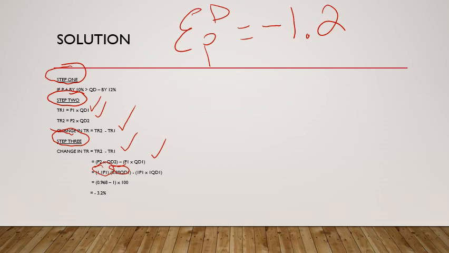So here's the answer. The answer is negative 3.2%. So if the firm increases the price by 10%, its total revenues are going to go down by 3.2%. So this would not be the suggested price strategy.